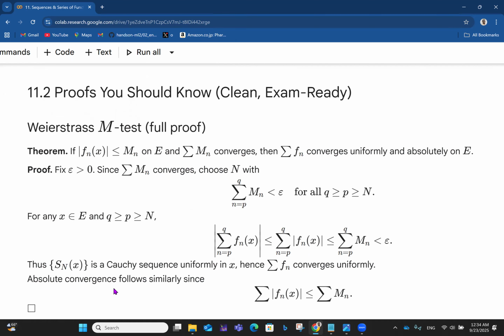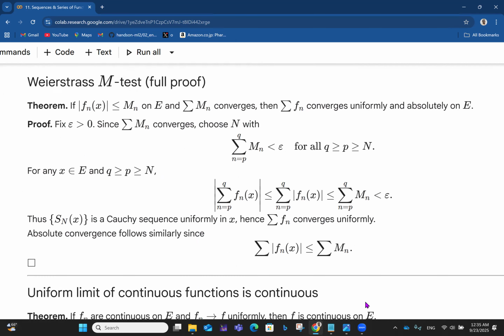So with that, we can say that the sequence Sn of x, the sequence of partial sums, is a Cauchy sequence uniformly in x. Hence, we say the summation of fn converges uniformly. Absolute convergence follows similarly since the summation of the absolute value of fn of x is less than or equal to the summation of Mn, like that.